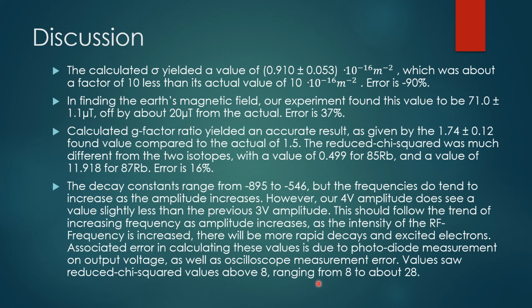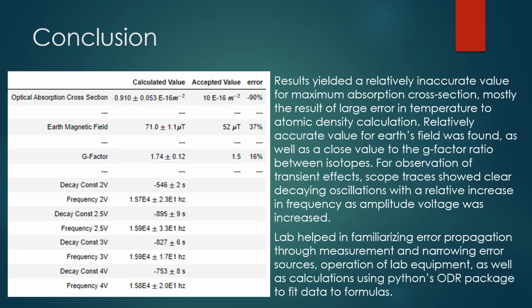Reduced chi-squareds in this case also range from about 8 to 28, so this is an overfit to our data. So looking at all of our values in total, we yielded pretty inaccurate results for our cross-section, pretty close for our Earth's magnetic field, very close for our G-factor, and a pretty observable increase in frequency other than this, as I said before, 4 volts here, and decay constants range, going up and down.